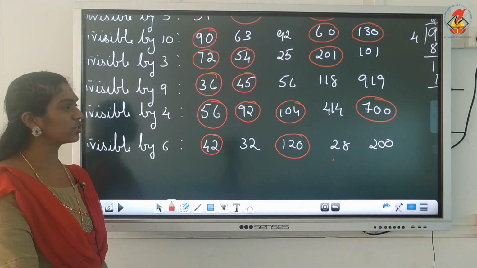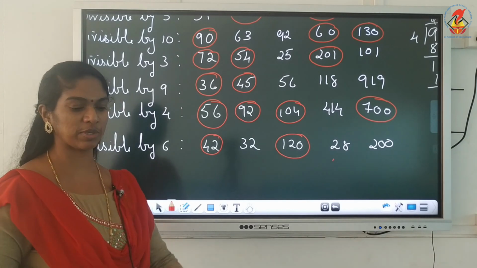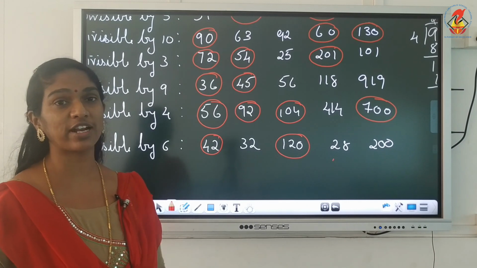Okay. So follow the divisibility rules and try to answer the questions. You have to be thorough with the divisibility rules. It will be easy for you to find out the factors also.